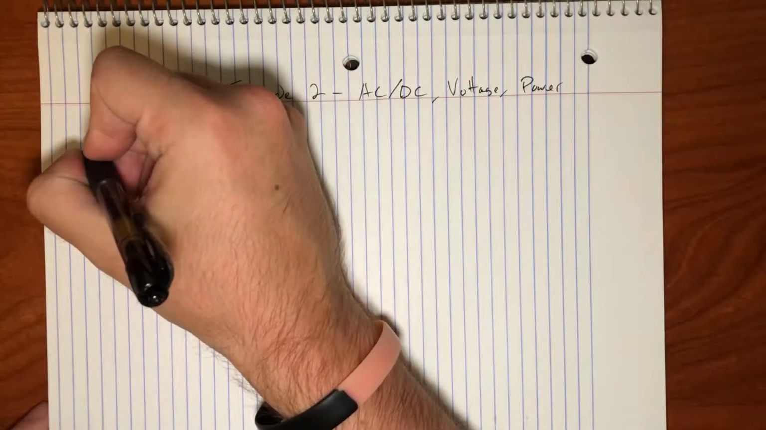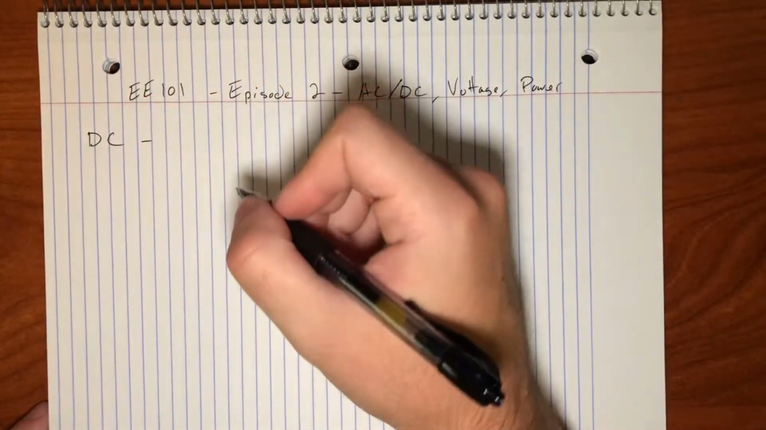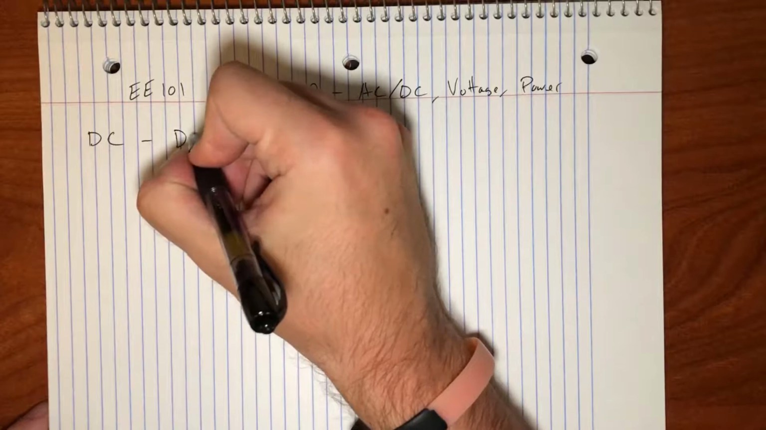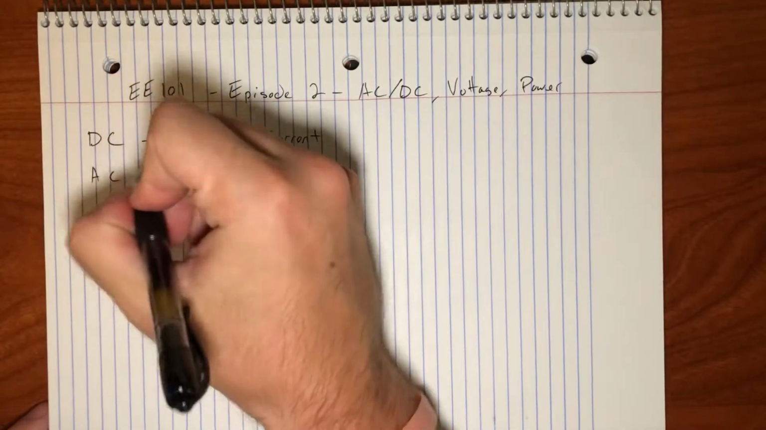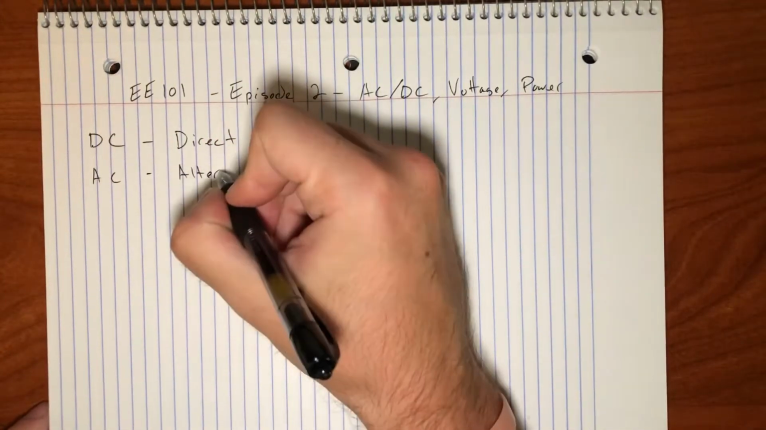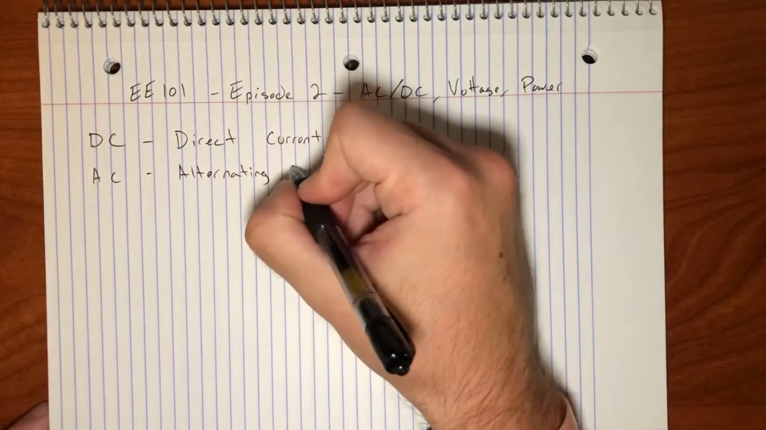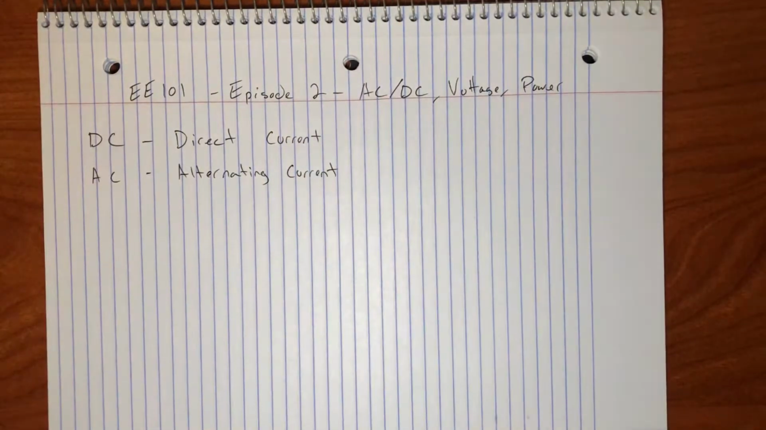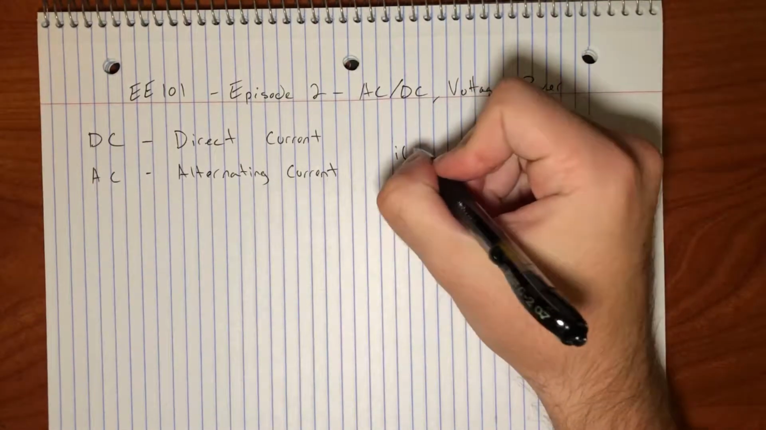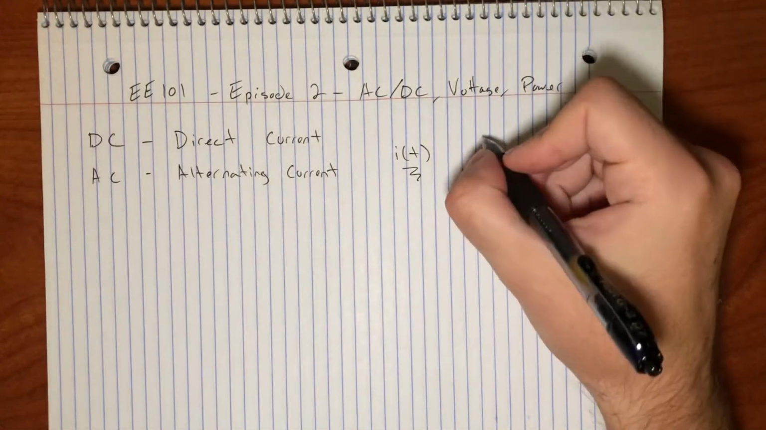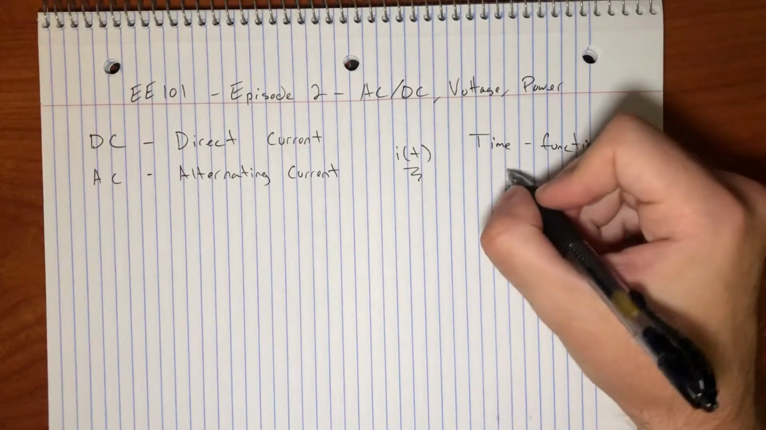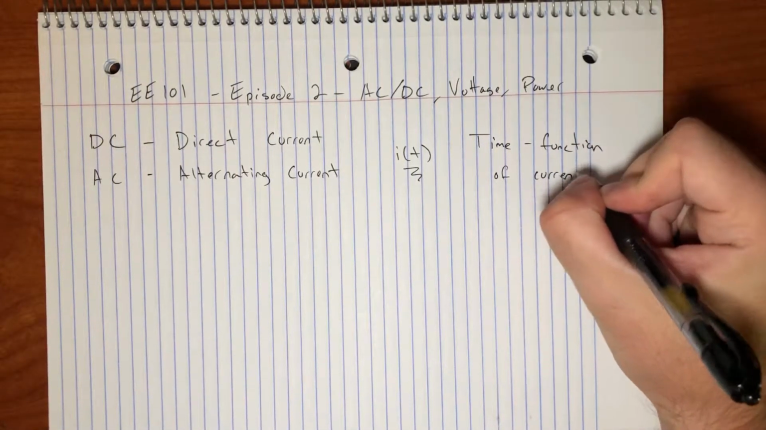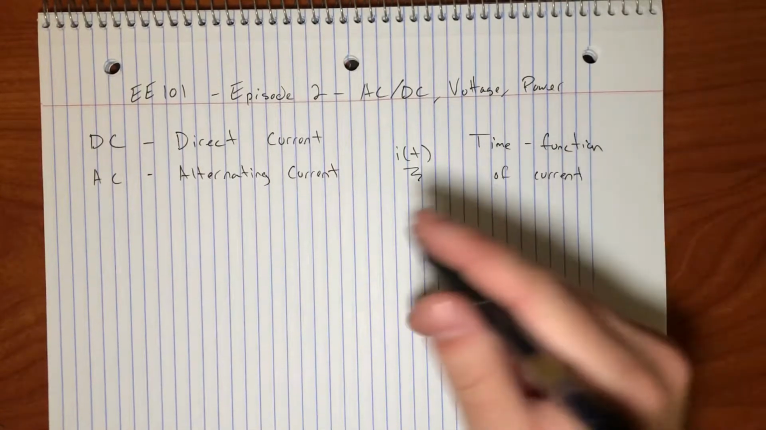So, what are AC and DC? Well, these are abbreviations, or short acronyms, for two phrases: direct current and alternating current. So what do these mean? Well, first, let's imagine we have a time function of current, I of t. Now, using this function, can we somehow define whether or not it's AC or DC?